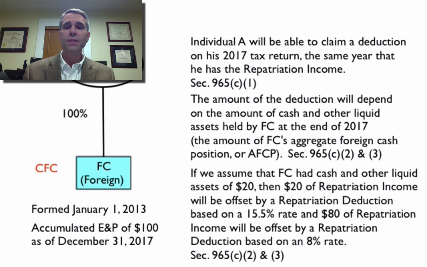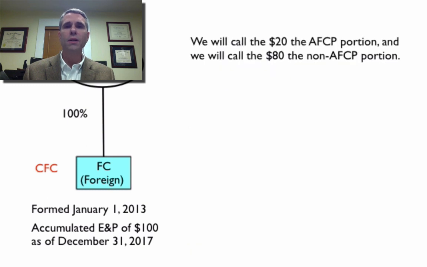If we assume that FC had cash and other liquid assets of $20, then $20 of repatriation income will be offset by a repatriation deduction based on a 15.5% rate, and $80 of repatriation income will be offset by a repatriation deduction based on an 8% rate. We will call the $20 the AFCP portion, and we will call the $80 the non-AFCP portion.